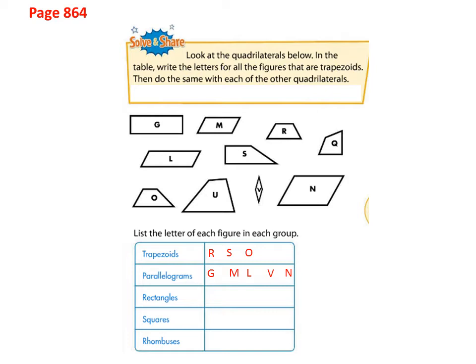Rectangles. We have only one rectangle because the rectangle is a parallelogram with four right angles, so G is a rectangle. Squares. Are there squares? The square is a rectangle with four equal sides, so there are no squares. Rhombus. The rhombus is the parallelogram with four equal sides, so we have only one rhombus. It's V.